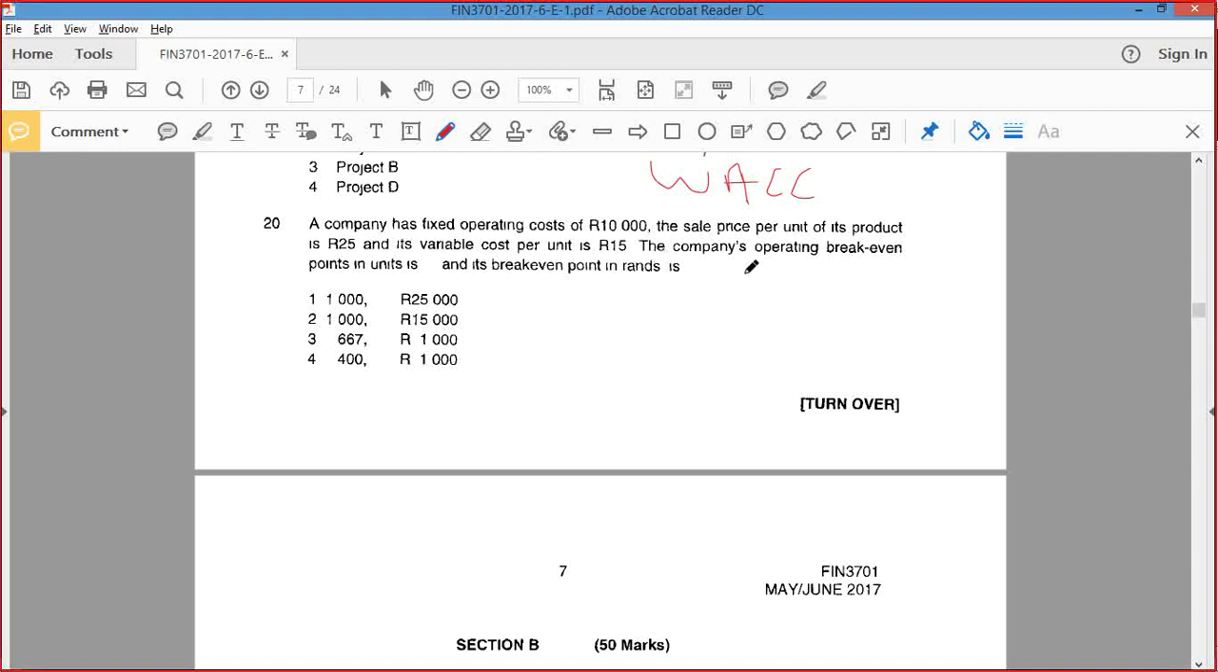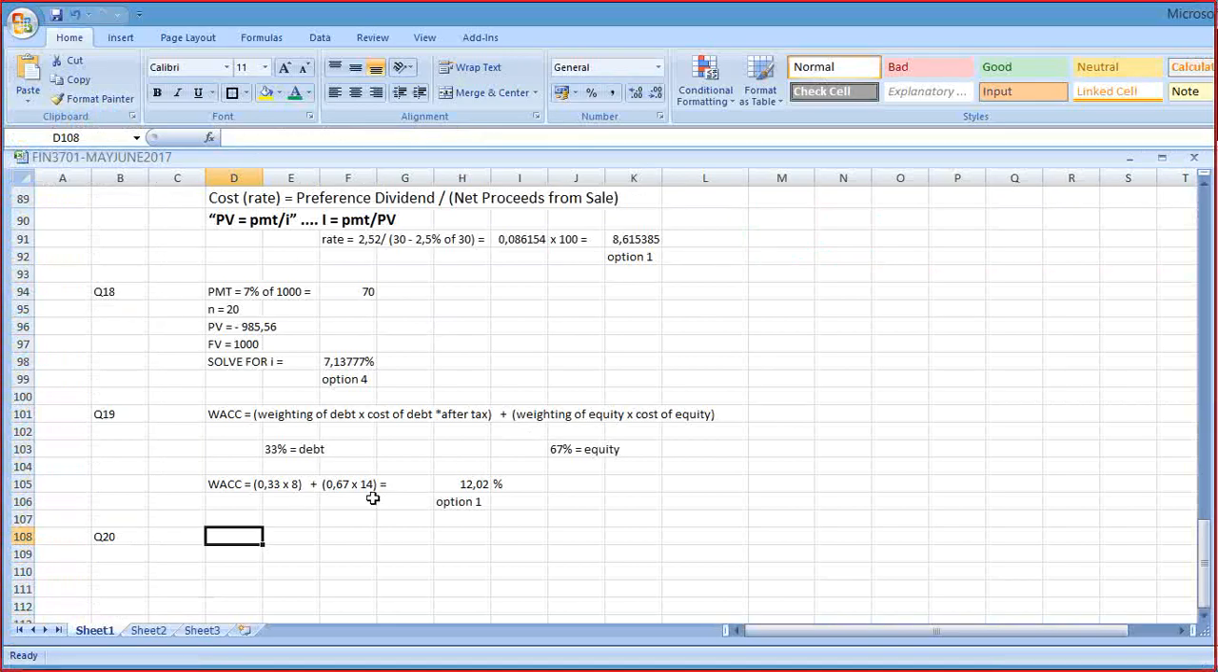Company has a fixed operating cost. You've got SP, selling price of 25, VC, variable cost of 15. They want the operating break-even point in units and rands. Okay, so this is where your formulas come into it. So BEP in units equals FC, which is fixed cost, divided by open brackets SP minus VC. Okay, that you study, that you remember, then you write that down and you get an answer.